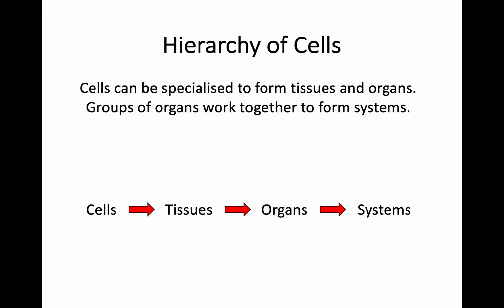Finally, there's something that we call a hierarchy of cells. And our cells can be specialised in order to work together to form tissues, again, like skin or muscle. These tissues can then form organs, and these groups of organs can work together in order to form systems. So it's important you know the hierarchy, the ranking of these: cells, tissues, organs, and then systems.